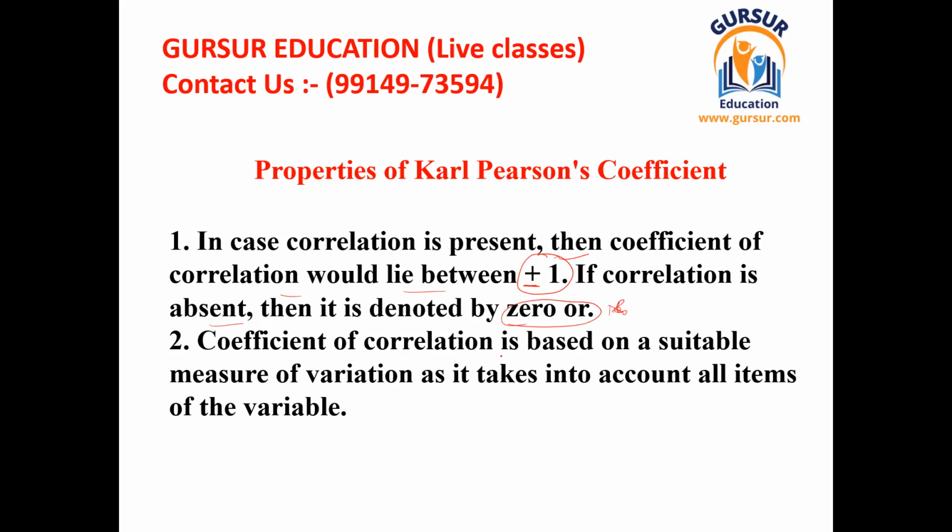Then the coefficient is based on measures of variations, as it takes into account all items of a variable. That means all items have to be taken into consideration. All values of x and all values of y should be taken into consideration for finding the correlation. Only then the true value of a correlation can be found. This is the second property.